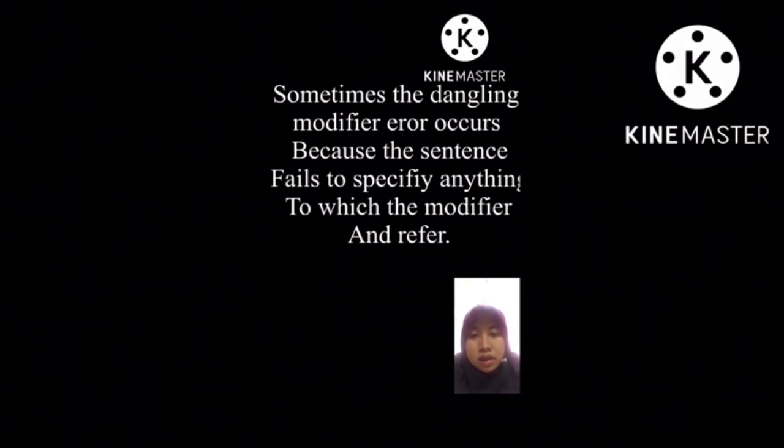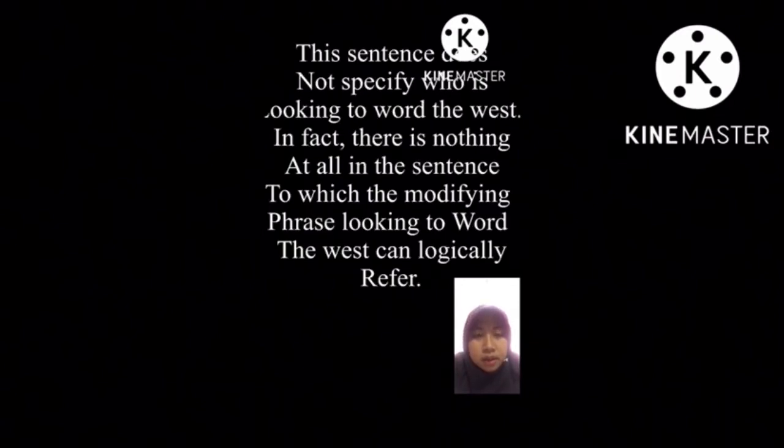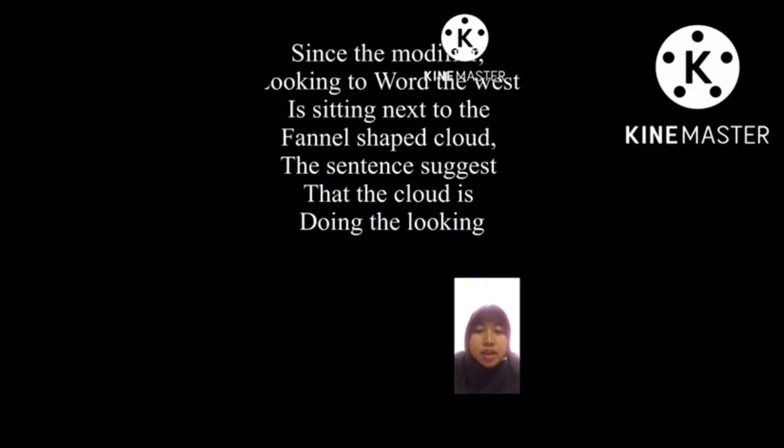Sometimes the dangling modifier error occurs because the sentence fails to specify anything to which the modifier can refer. Example: looking toward the west, a funnel-shaped cloud stirred up dust. The dangling modifier is looking toward the west. The sentence does not specify who is looking toward the west. In fact, there is nothing at all in the sentence to which the modifying phrase can logically refer. Since the modifier is sitting next to the funnel-shaped cloud, the sentence suggests that the cloud is doing the looking.